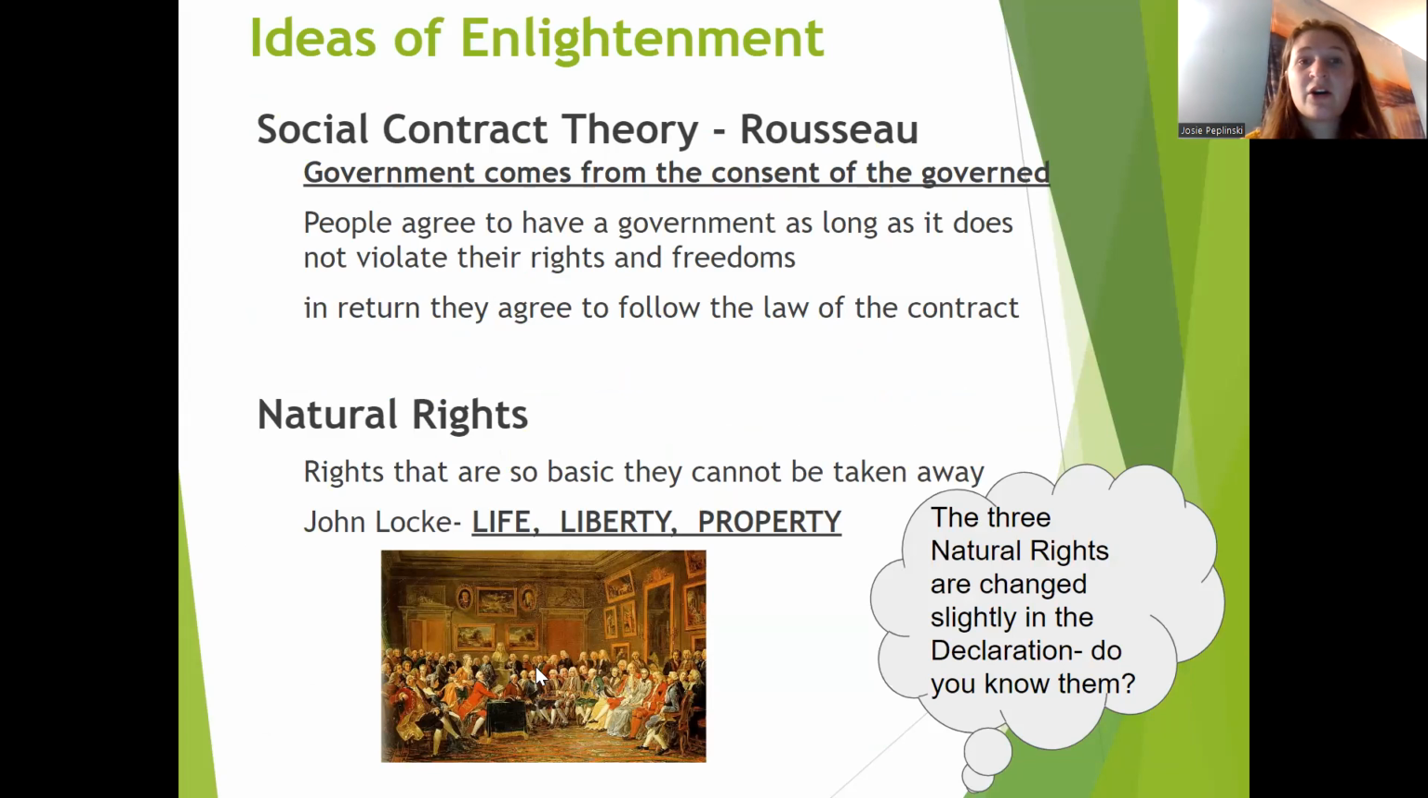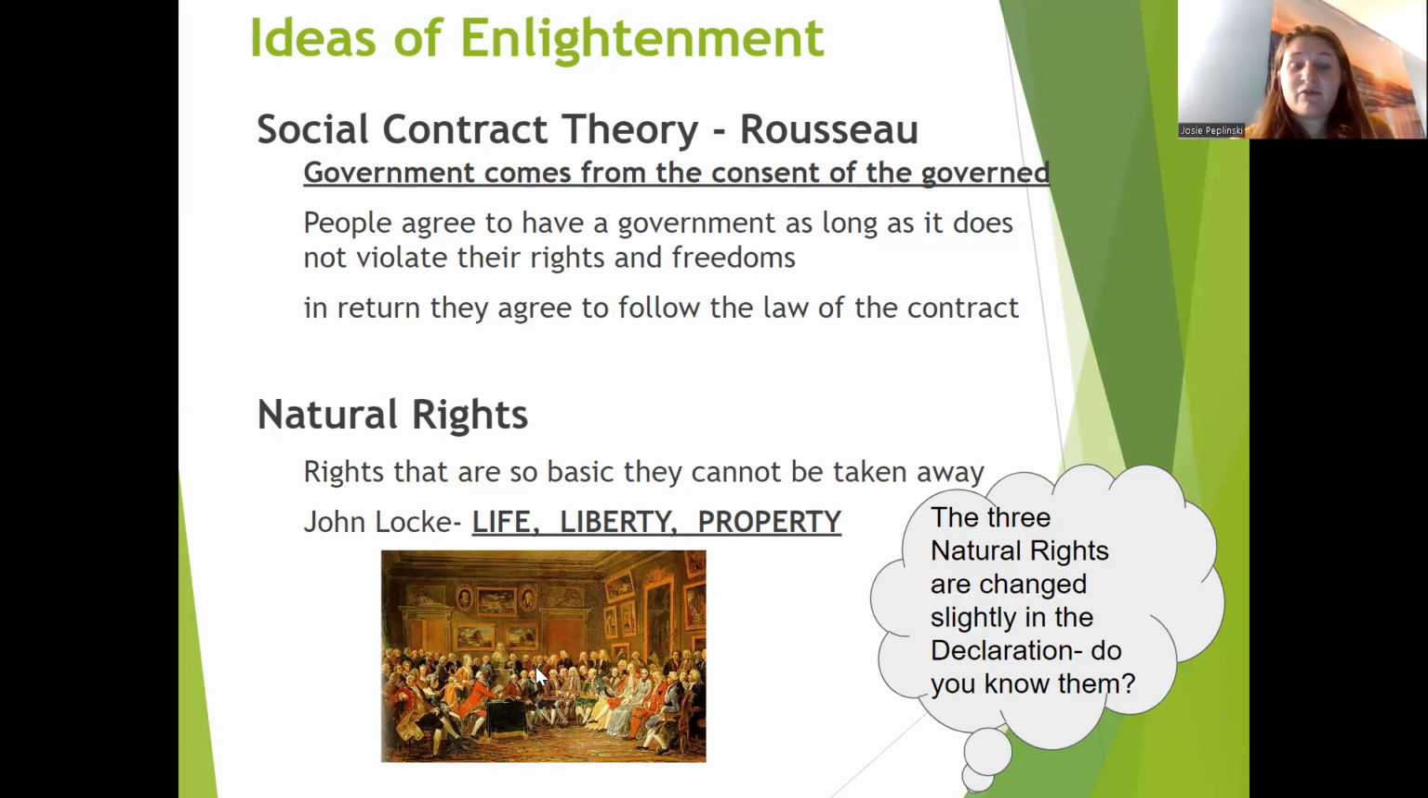Now, this colony is also inspired by some Enlightenment ideas. We're going to touch on Enlightenment ideas again next time. So some of the important ones that touches on are social contract theory, that government comes from the consent of the governed. So in both of these examples of government from Jamestown and from Plymouth, the people agree to have a government as long as it does not violate their rights and freedoms.